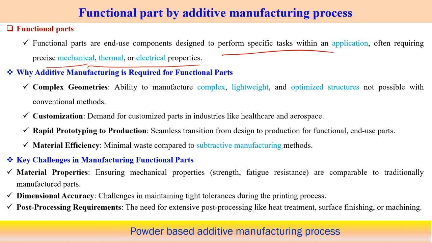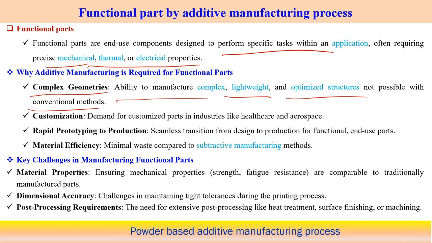Why is it required for functional parts? Maybe you should try to understand the importance of functional parts. Complex geometries can be produced, with the ability to manufacture very complex, lightweight, optimized structures that are not possible with the conventional methods. So we find use of additive manufacturing to produce functional components, because optimized structures are not possible using these conventional methods.